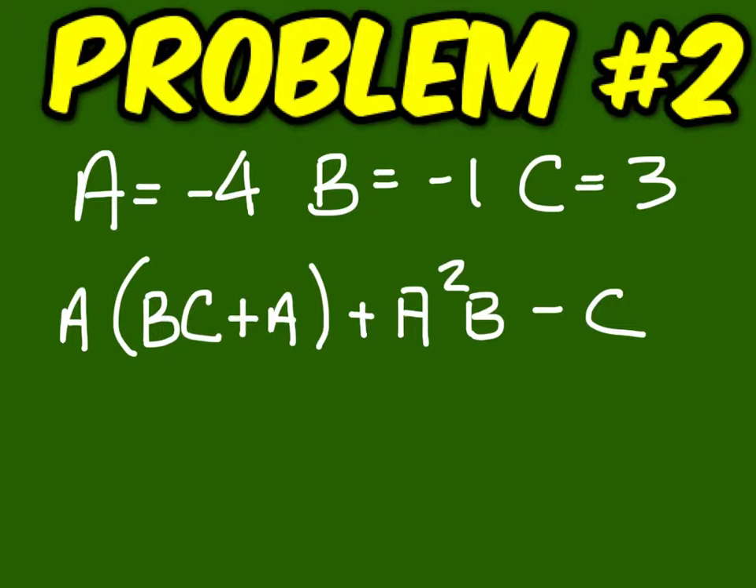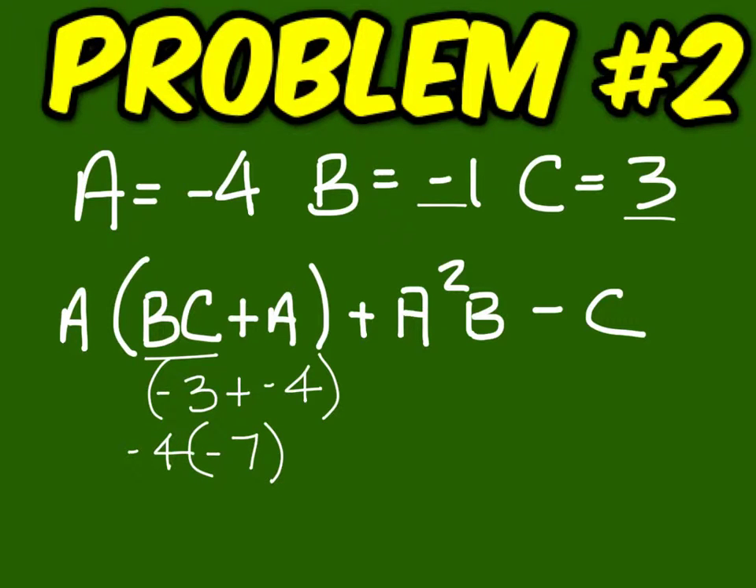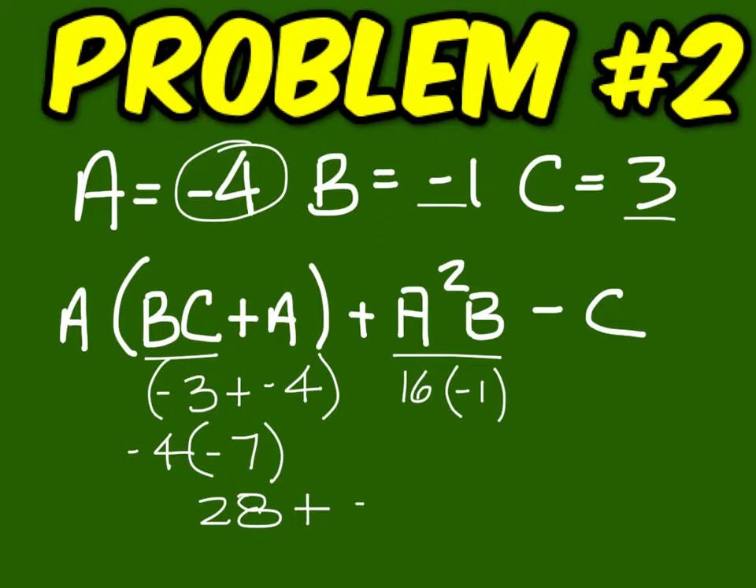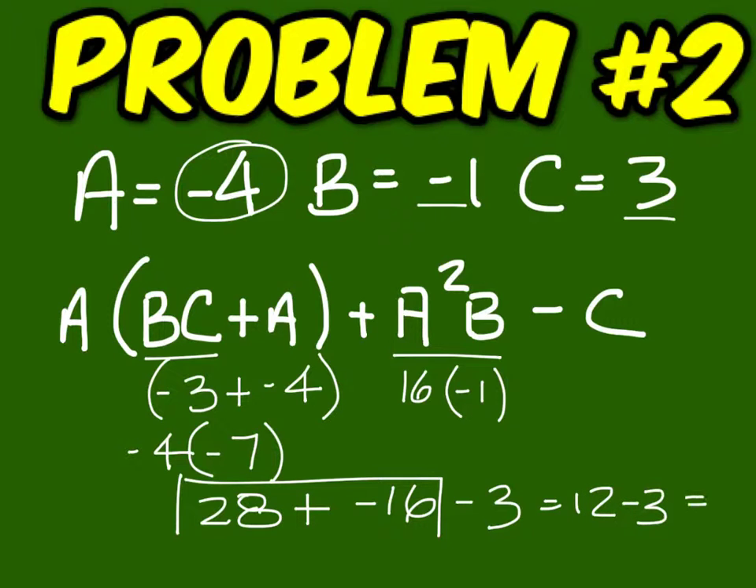On this one, you should have b times c. b times c is -1 times 3, so that's a -3. And plus a -4 is going to be a -7. Multiply that by a -4 and get a positive 28. Plus a squared b, that's going to be -4 squared is 16. 16 times a -1 is a -16. And then you subtract 3. This part here will give you a 12. 12 minus 3 will be 9.